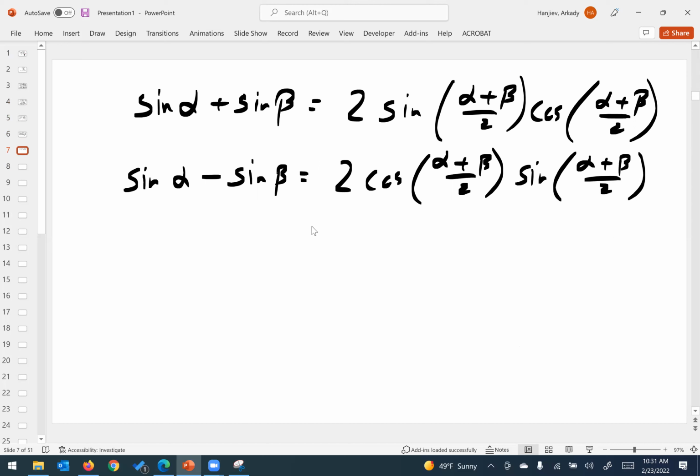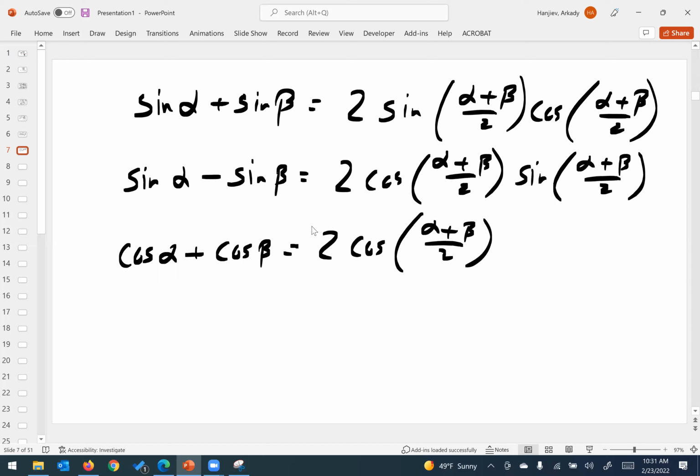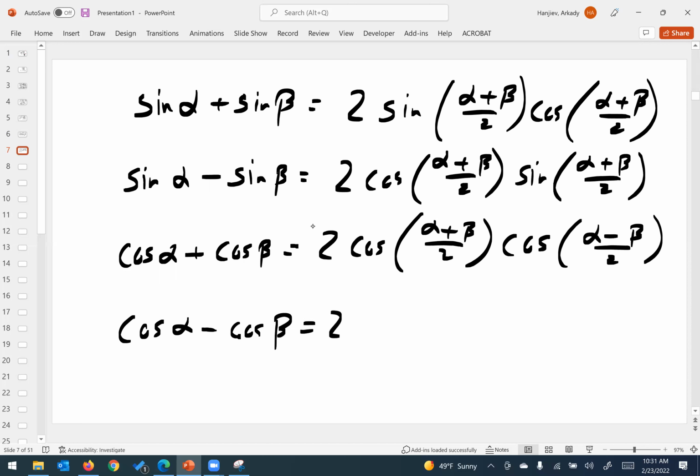Okay. The addition of cosines. And last one, the difference of cosines. This one's a kind of funny one. It has a little negative next to it.